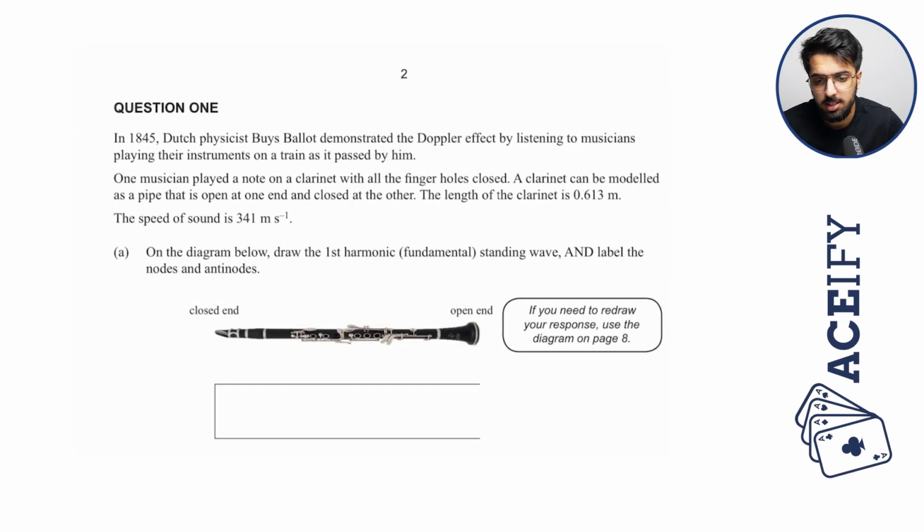A Dutch physicist demonstrates the Doppler effect by listening to musicians playing their instruments on a train as it passes him. One musician played a note on a clarinet with all finger holes closed. A clarinet can be modeled as a pipe that is open on one end and closed at the other. The length of the clarinet is 0.631 meters, and the speed of sound is 341 meters per second. On the diagram below, draw the first harmonic, which is the fundamental frequency standing wave, and label the nodes and antinodes.